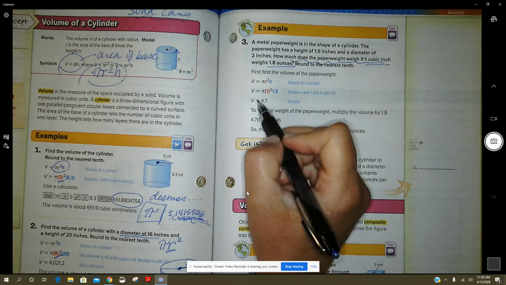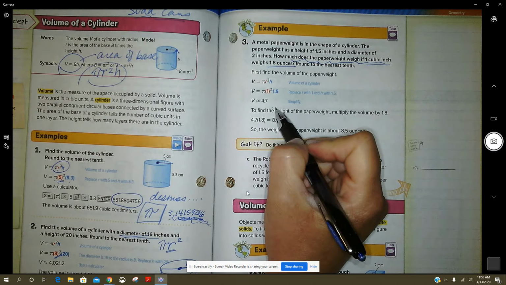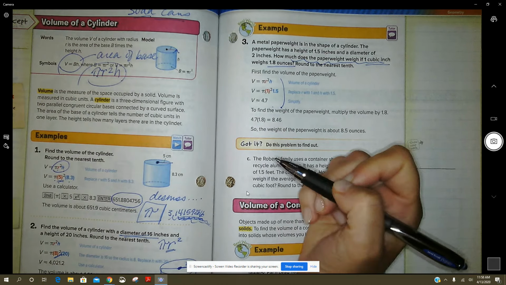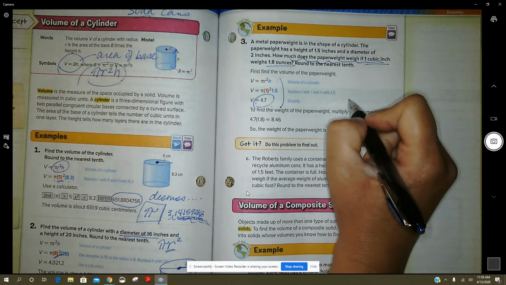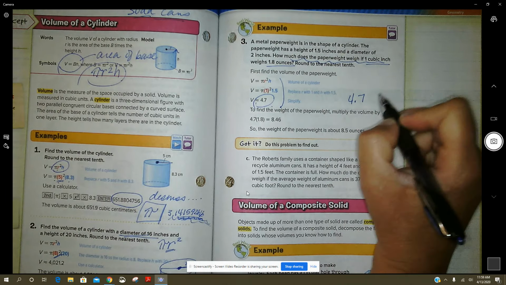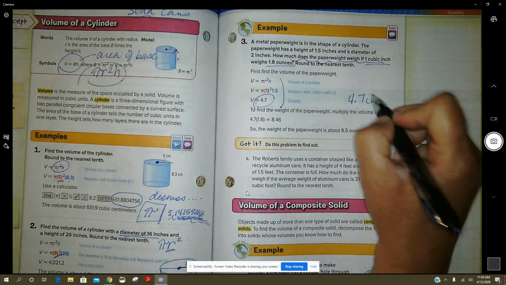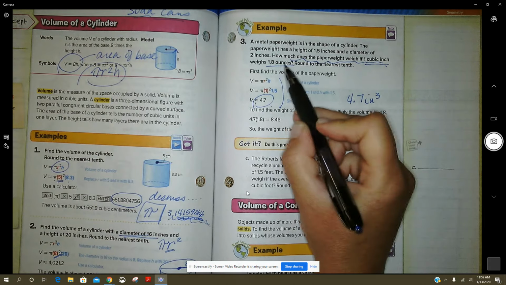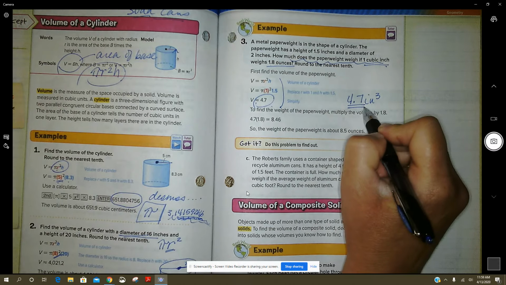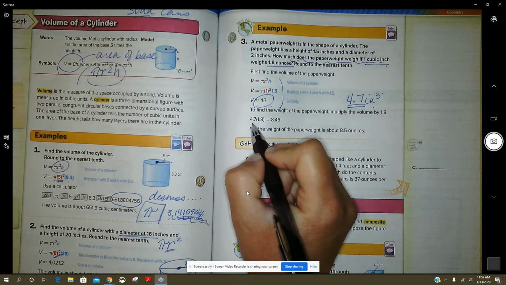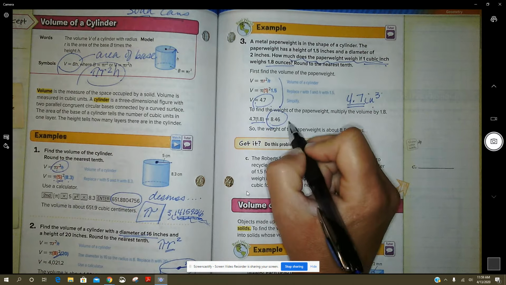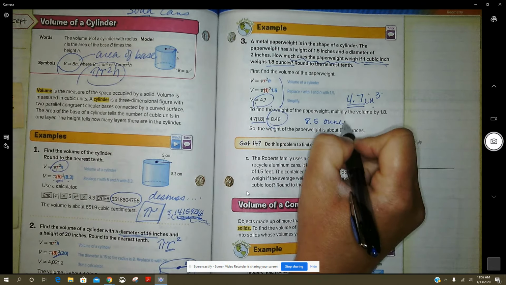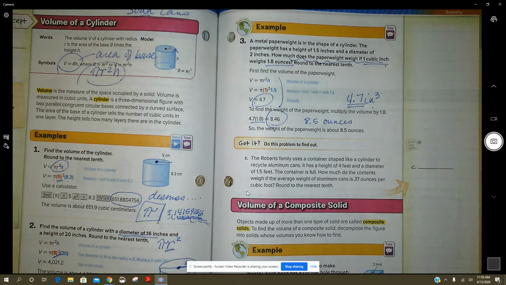And so you just have to figure out what the volume of the cylinder is. Okay, so it's a metal cylinder. The volume is going to be 4.7 cubic inches, and it says that 1 cubic inch weighs 1.8 ounces, and this has 4.7 cubic inches, so you're just going to multiply it, and this is how much it weighs. It weighs about 8.5 ounces. Okay, so that's a good size for a paperweight.